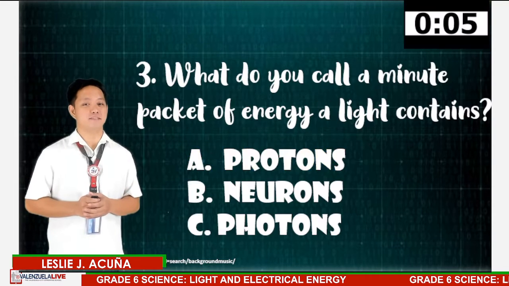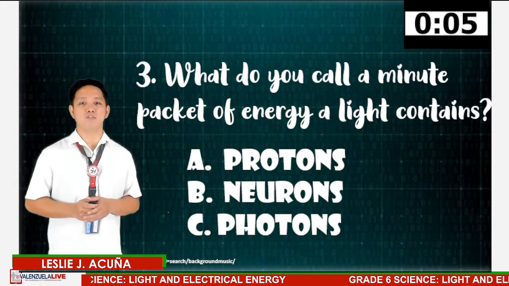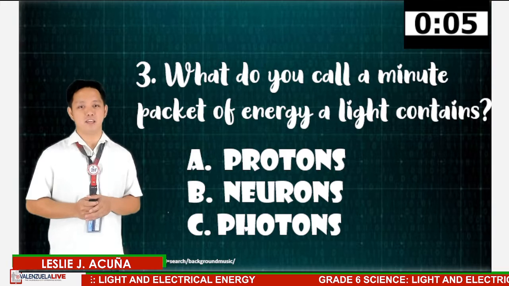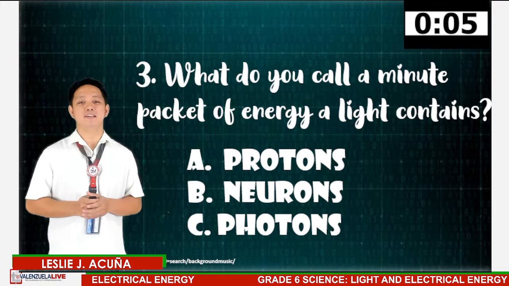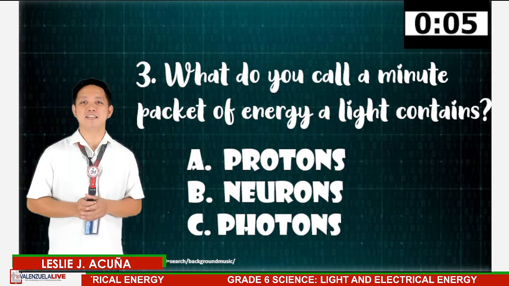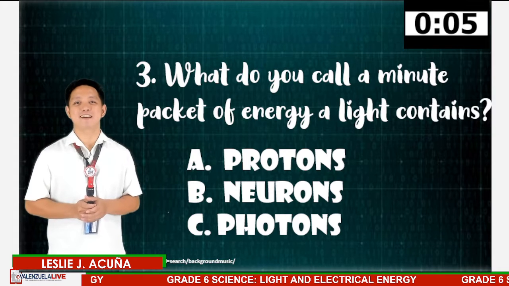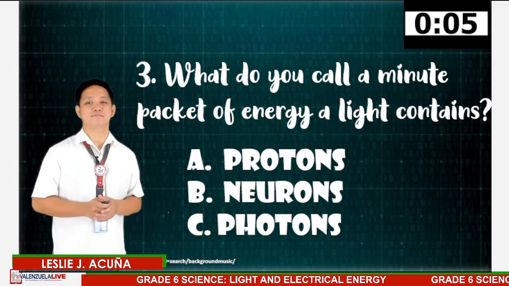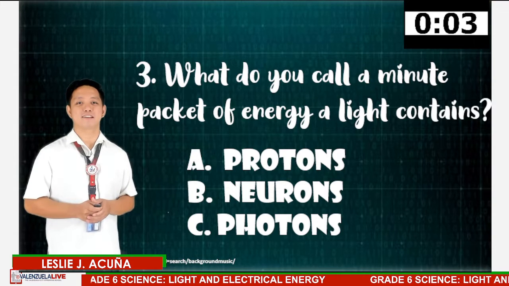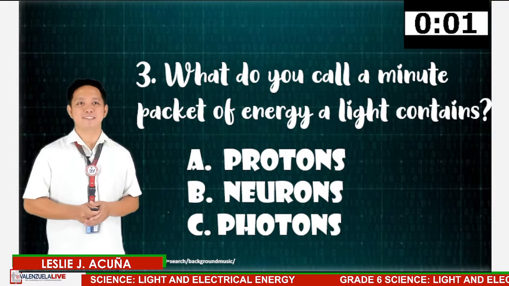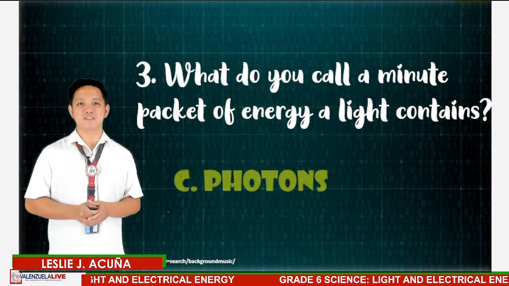In question number three, what do you call a minute packet of energy a light contains? A, protons, B, neurons, or C, photons? 5 seconds. Comment down your answer. Okay. The answer is letter C, photons.